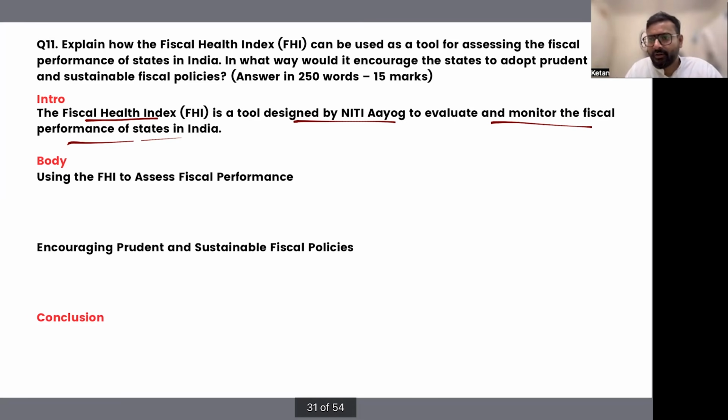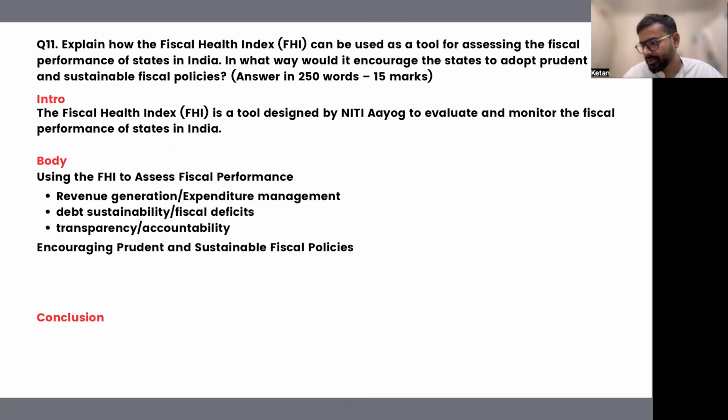So very straightforward. If you know what the fiscal health index is, and if you know about NITI Aayog, which has designed this index, then you can go with this. If you have some more data regarding the fiscal health index, definitely you can put that in the intro. Now in the body, how FHI will be used to assess fiscal performance.